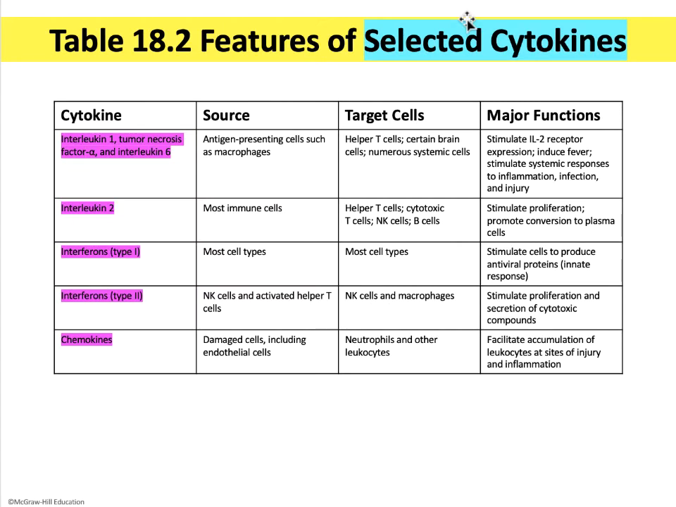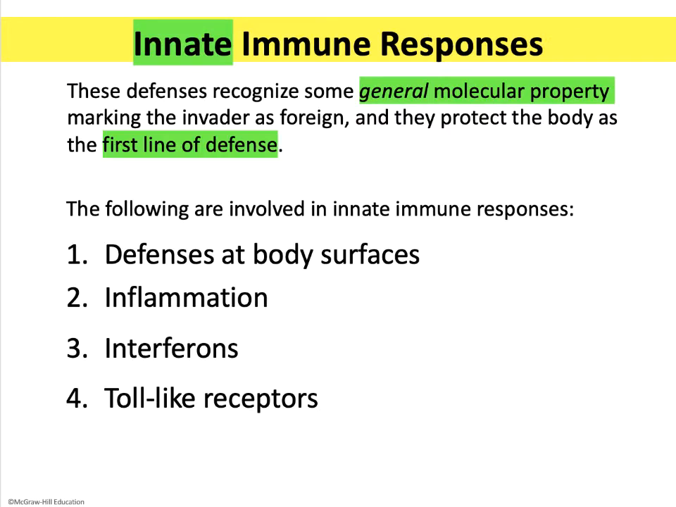Table 18.2 does the same thing, but this time using chemicals known as cytokines. Cytokines are chemicals that affect the behavior of other cells. Let's turn our attention to one of the 2 major compartments of the immune system, the vertebrate immune system. So not just humans, but all vertebrates have this subdivision.